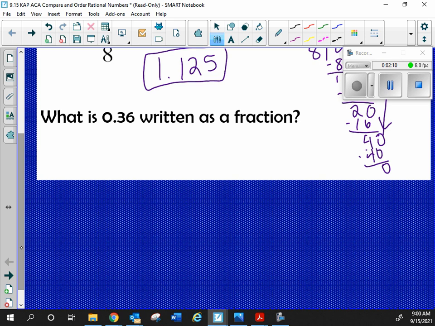So can I have someone I haven't heard from today say that decimal? Yes, ma'am? 0.36. Very good. Everyone say it. Very good. So that number that I see will always be my numerator, and then the place value, which we said was 100, will be my denominator. 36 over 100. Okay? Now to simplify.